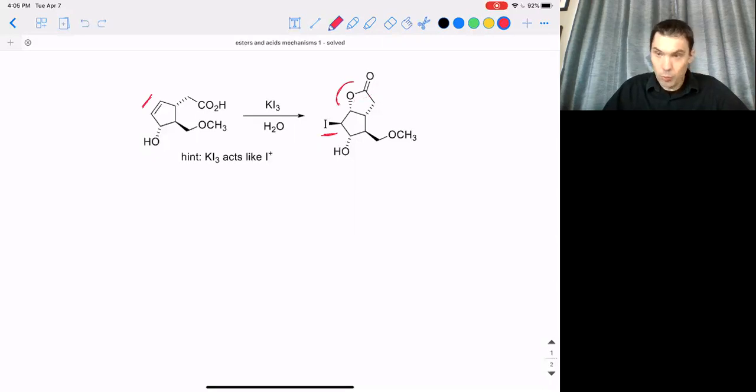Okay, the mechanism here is going to use a kind of unusual reagent, one that we haven't seen particularly often, but there's a hint here that this behaves like I+. And so I+, of course, is an electrophilic center. And so we should use that to engage the alkene as a nucleophile.